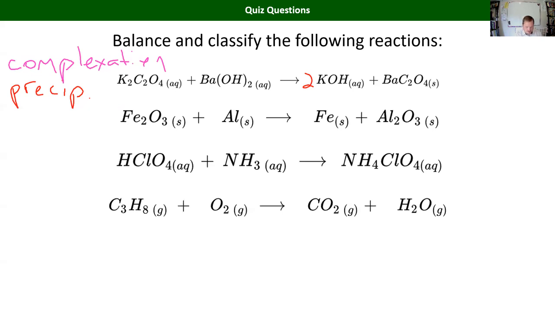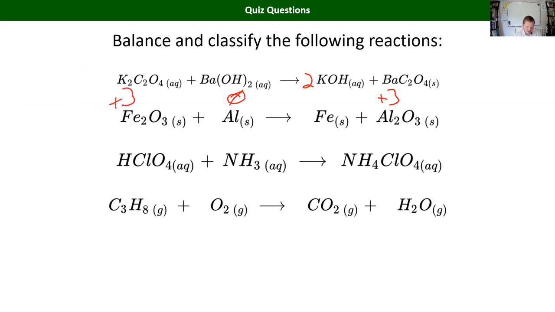Is it going to be redox or complexation? Redox. Yeah, aluminum starts with a charge of zero, goes to a charge of plus three. Iron starts with a charge of plus three and goes to a charge of zero. So the iron is being reduced, the aluminum is being oxidized.